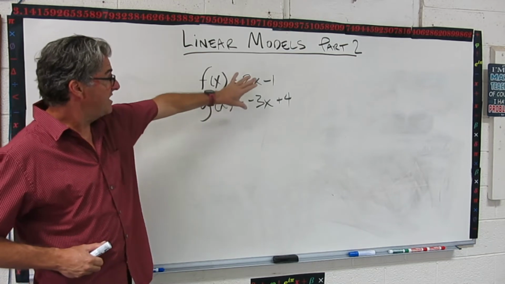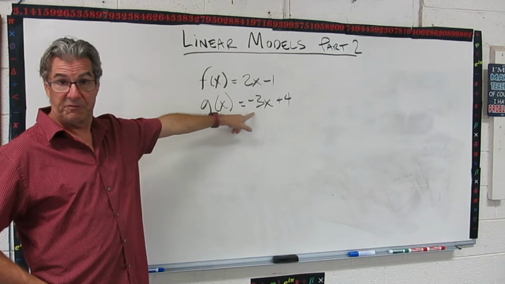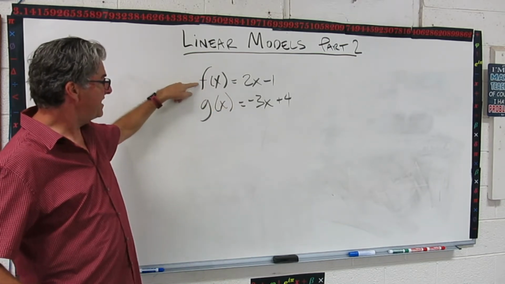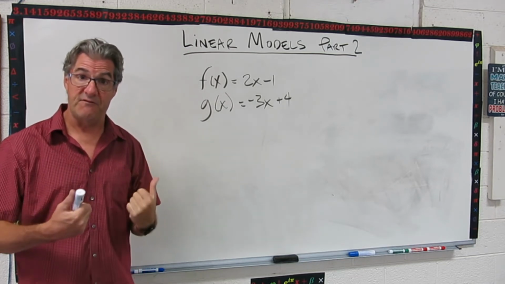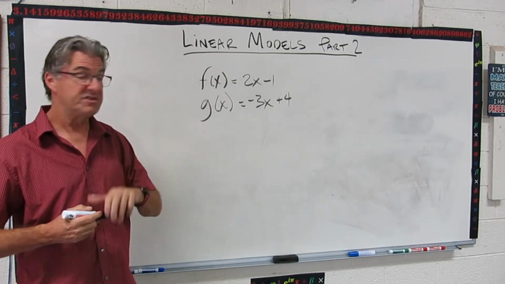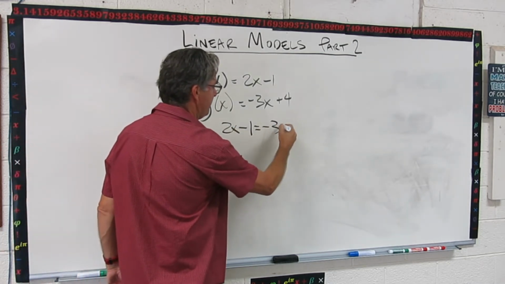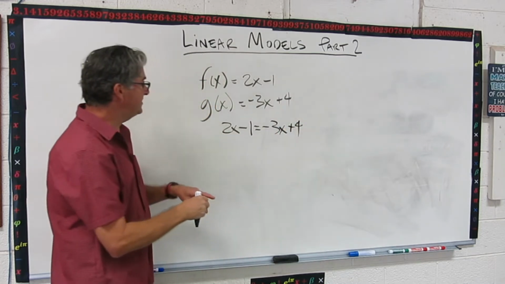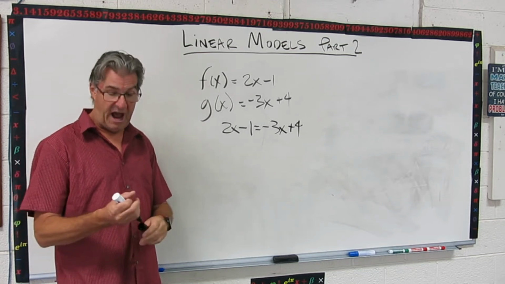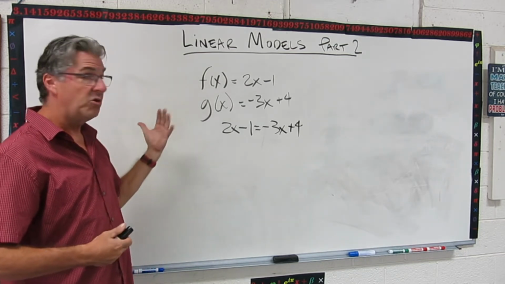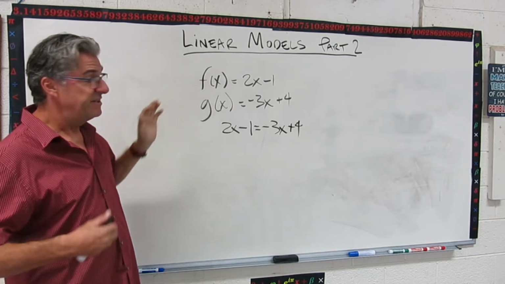The point that solves both of these equations means that they're equal to each other. So if we set f of x equal to g of x, then we can solve for x algebraically and we can find the point we need to find. So watch this. 2x minus 1 equals negative 3x plus 4. I'm just setting f of x equal to g of x. That's that intersection point on the graph where that one point satisfies both equations. It means that they're equal. So I can set the two functions equal to each other and then solve for x.